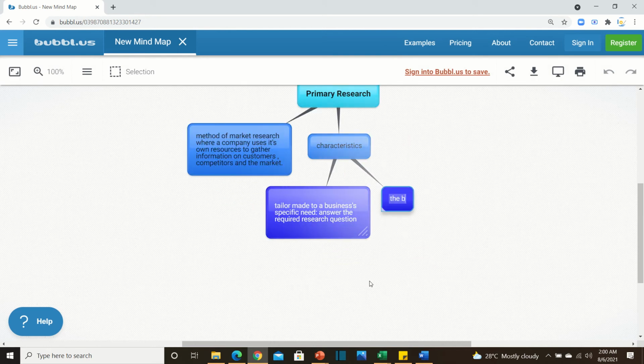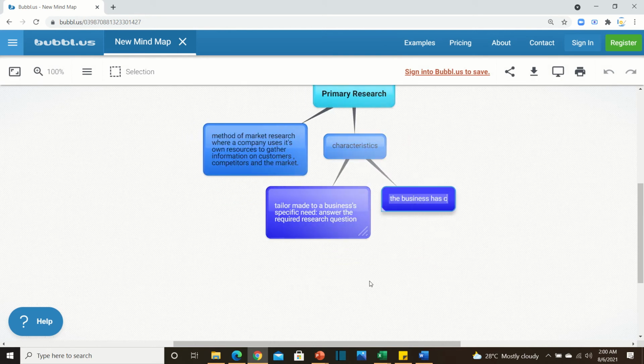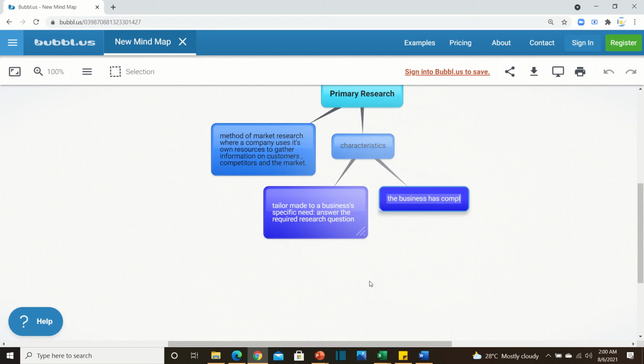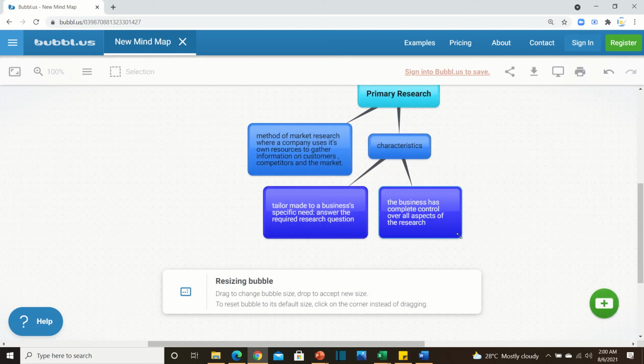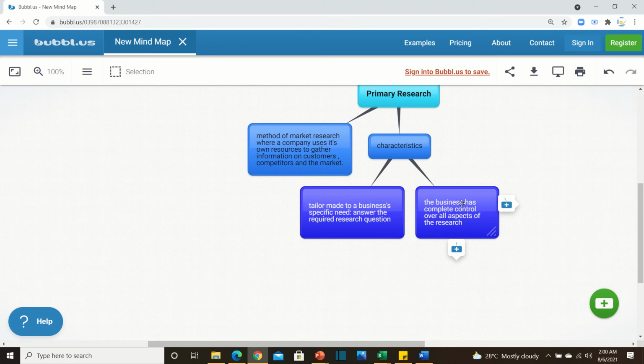The business has complete control over all aspects of the research. यानी कि ये जो research है ये पूरी तरीके से controlled है by the business. इसके अंदर business जो है वो क्या कर सकता है?